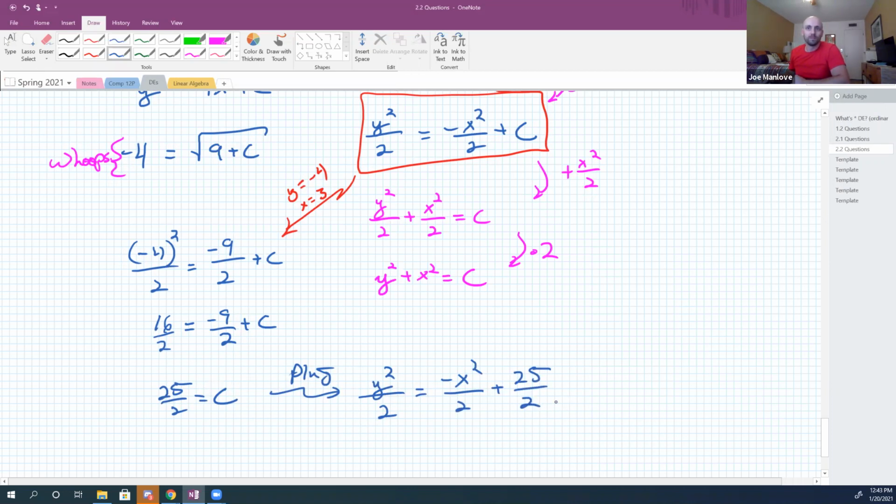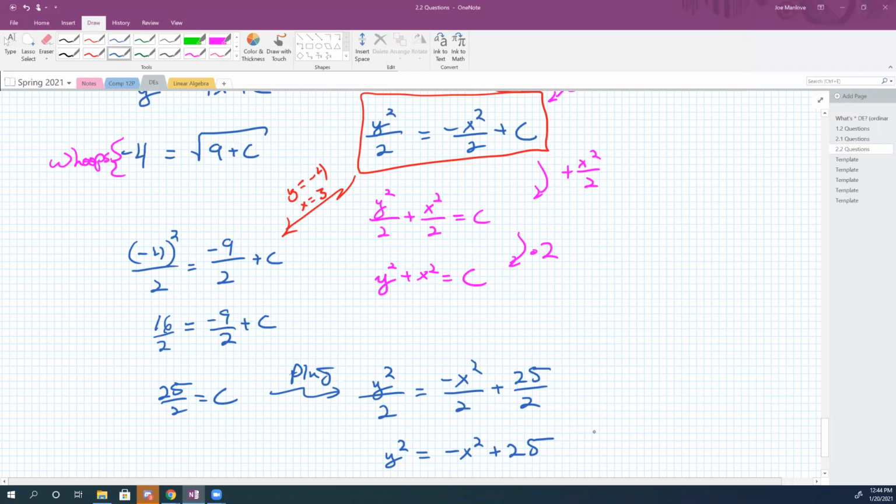You guys all good with that? And I think I can pretty clearly multiply by 2 here. Should get y squared is minus x squared plus 25. You might notice that if you fiddle this around into my circle form, this is a circle of radius 5. I was going to say, it looks familiar. Mm-hmm.